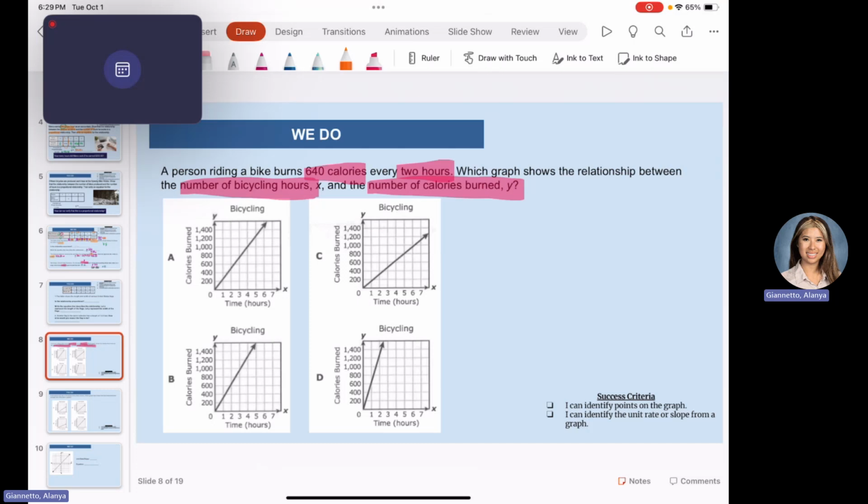Okay. And then, of course, since we know that this is a proportional relationship, the reason that we know that is because all the graphs go through the origin, right? So it goes through the 0, 0. So that's how we know it's proportional. Okay, so what we're going to do is we're going to figure out which number is our y. So if we look at the y-axis, we can see it says calories burned. So that means that the calories burned is our y. Also, it says it in the problem, number of calories burned. If we look at our x-axis on the graph, it says time in hours, right? And so then it also said number of bicycling hours, x.